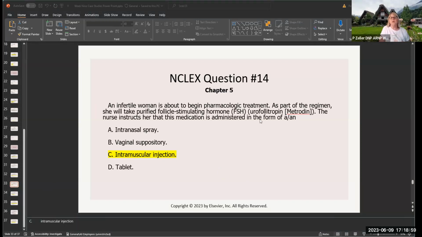Okay. So FSH is sometimes one of those hormones, along with HCG, that we give to clients that are trying to ovulate if they're having trouble with infertility. Okay. And it's intramuscular. Most of those drugs are that they use.